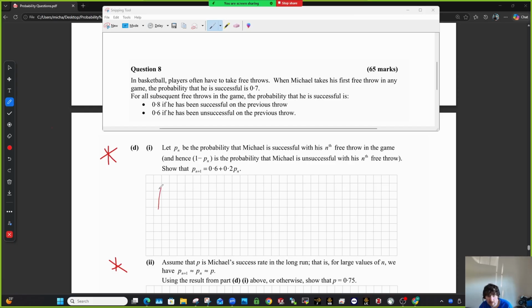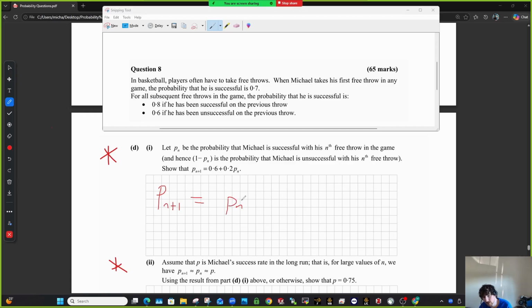Hopefully, as I said, it is tough. But the chance of scoring on his next shot depends on what he did on the last shot, right? So he could have done two things. He could have scored on his last shot. Now, scoring on his last shot is a probability of Pn.